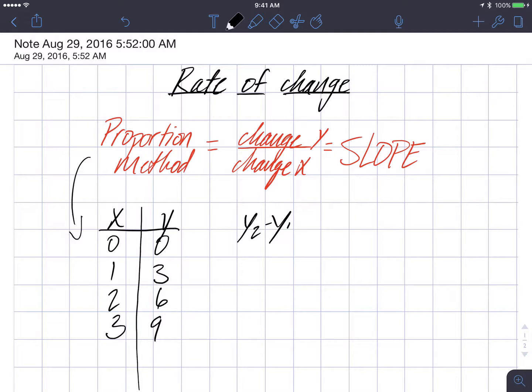y2 minus y1 over x2 minus x1, and all of that gives you the same thing, gives you the slope. All of that gives you the slope of a line, of a graph. Okay?